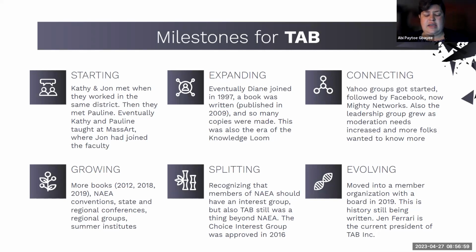And then as more of the founders stepped further into retirement, the organization of how Tab, the organization itself, was organized, was restructured. And so moving from a handful of directors into a larger sitting board happened in 2019. Jen Rankizona was the first president after Kathy. Kathy had been the president, then Diane, and then Jen Rankizona. And Jen Ferrari just recently took over as the current president of Tab Inc.